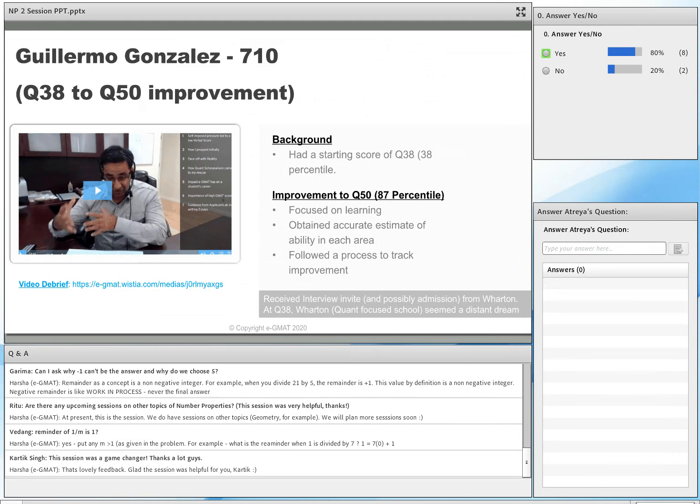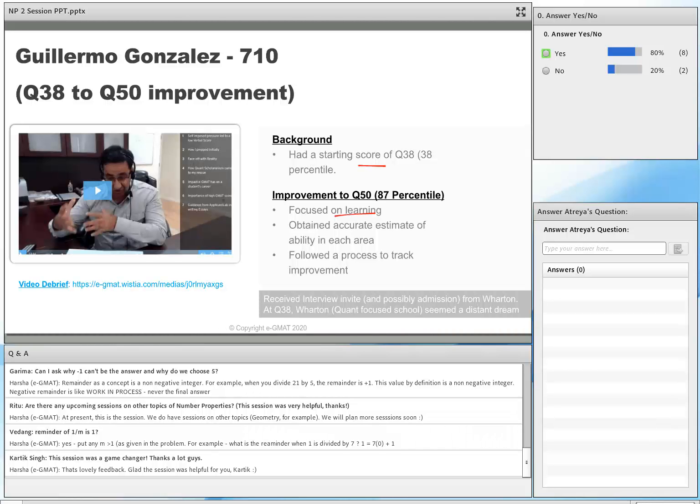Guillermo is one of my favorite examples over here, because he had a starting score of Q38, which is again around that Q30, 38th percentile, but he struggled a lot in certain topics like algebra and inequalities. What he then did is he went to the Scholaranium data to understand what are those areas where he's not able to perform. So he focused on the weaker areas and got an ability estimate on all those areas, started working on that, used a very process-based approach.